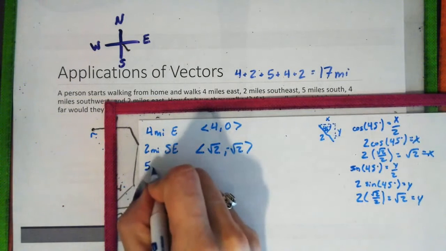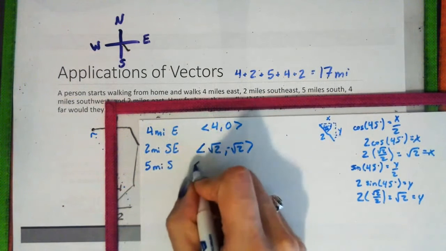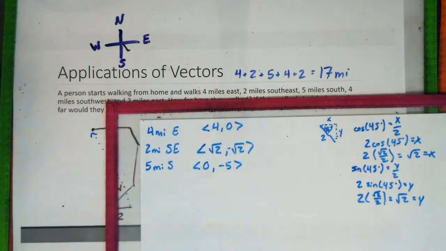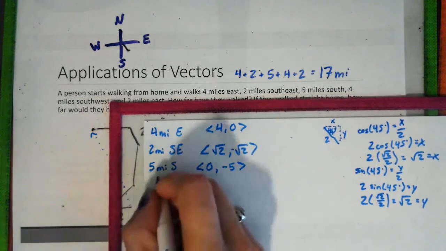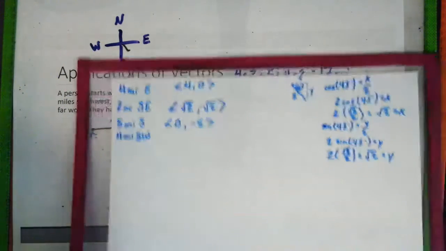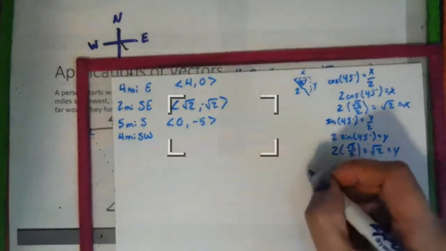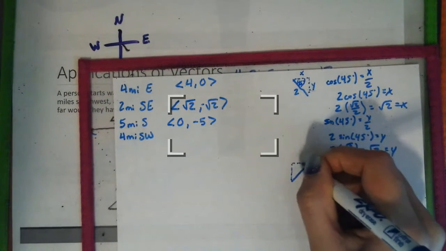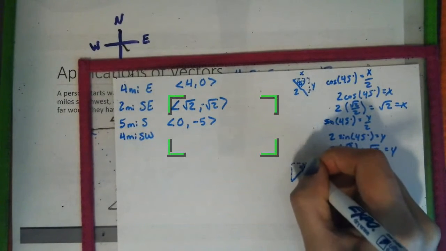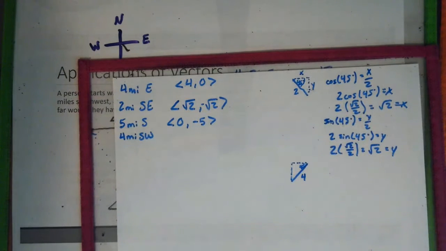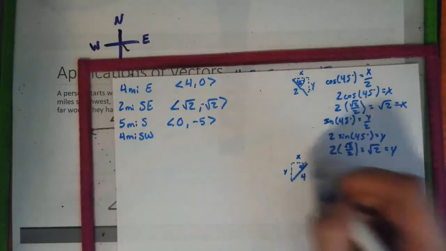Then we go 5 miles south. That has components 0, -5. Then we go 4 miles southwest. So southwest is going to be down and to the left. We need an x and a y coordinate. It's still 45 degrees. So this time we went 4 miles. We need an x and a y.